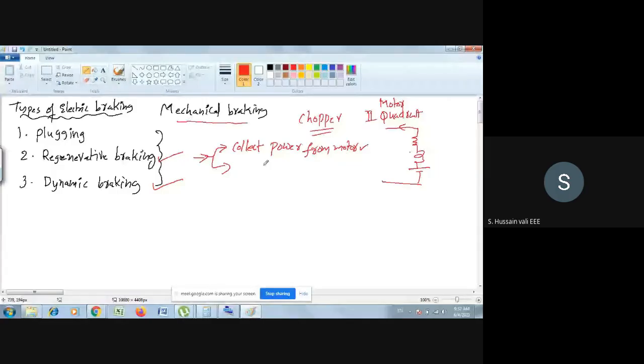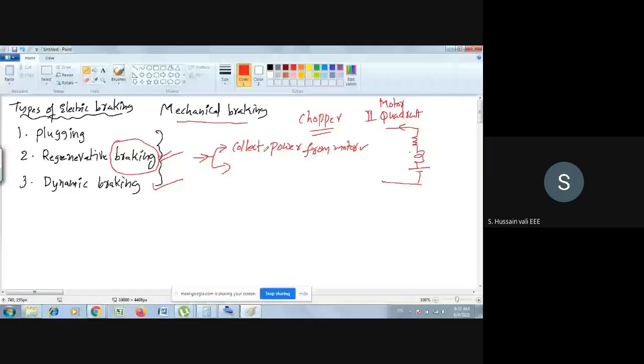So in regenerative braking, when you require braking, that is, when you want to slow down the vehicle or the motor, slowing down is nothing but braking. Out of these three methods, if you go for regenerative braking, that is, slowing down the motor, the advantage is that you can collect the power from the motor. So how does the power come in the motor there?